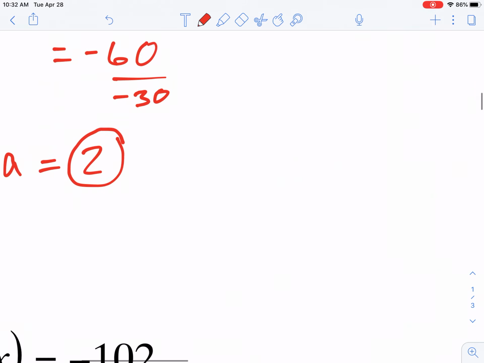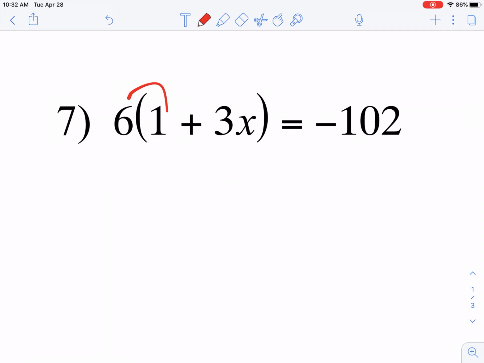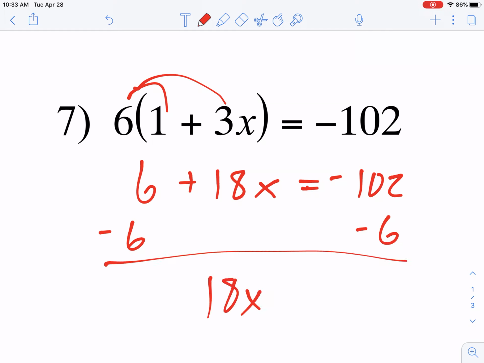Looking at problem number 7. 6 times 1 is 6. 6 times 3 is 18. X comes with it. It's equal to negative 102. Again, I want to get rid of the 6 first. So because it's positive 6, I'm going to subtract 6 from both sides. 18x drops down. The 6's cancel each other out.